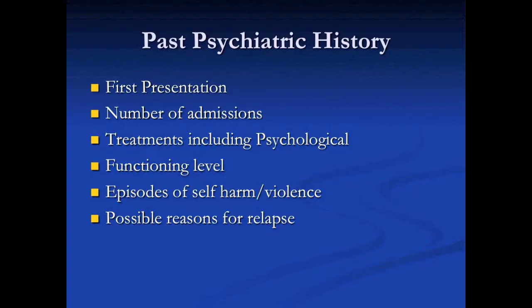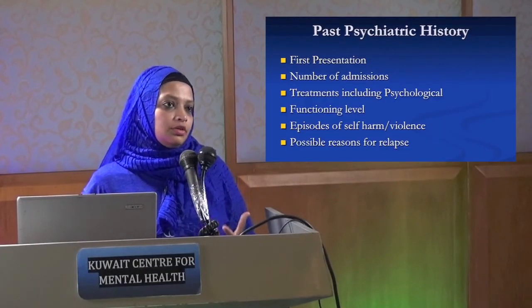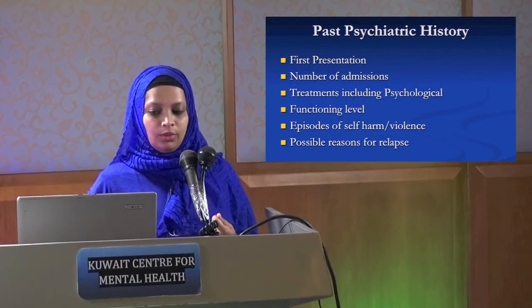Then we go to the past psychiatric history. If the patient has had a previous psychiatric contact, we need to know when was the first time the patient has had a psychiatric contact. Even if the patient has not had a psychiatric contact, we need to know whether there were any concerns in the past when they were growing up. Then we need to know whether these problems had required psychiatric hospitalization, because that would again show us that when they become unwell, they become really unwell.